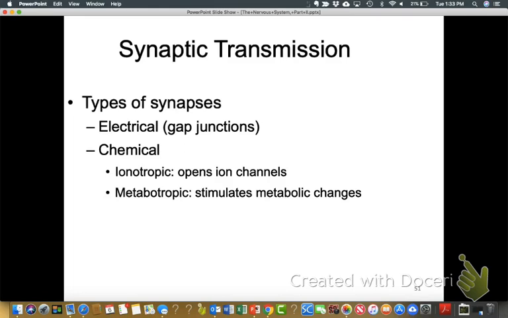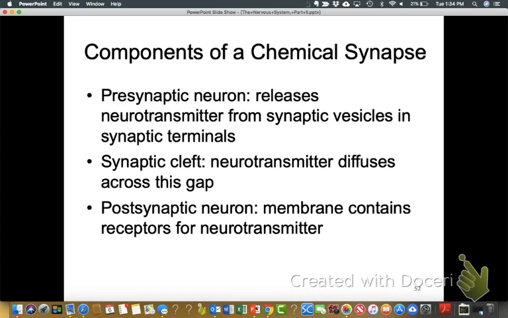So all the synapses we're going to talk about are going to be chemical synapses. And we have two categories here. Ionotropic opens ion channels, and metabotropic stimulates metabolic changes in the cell and generally opens ion channels as well. Your book doesn't talk about the metabotropic ones here. It saves them till it gets to the endocrine system, but we need to consider both kinds. Okay, so just the basic parts. The neuron that is releasing the neurotransmitter is the presynaptic neuron, the one coming into the synapse. And the synaptic cleft is where the neurotransmitter has to diffuse, and then the postsynaptic neuron is the one that has the receptors for the neurotransmitter.